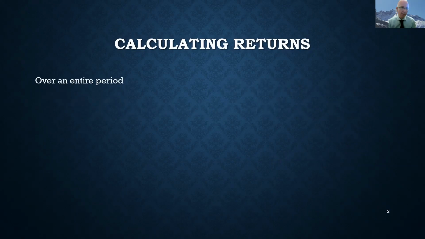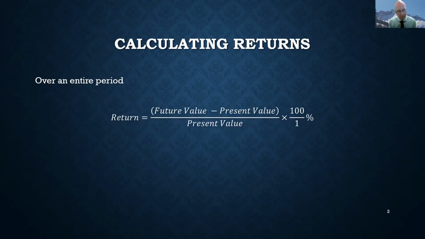Okay, so the formula for calculating returns over an entire period is the future value less the present value, that's the value today, the future value, the value that it grows into. We subtract those two, the difference, so it's the future value less the present value, and we divide it by the present value. And then we multiply our result by 100 over 1 to get us a percent.